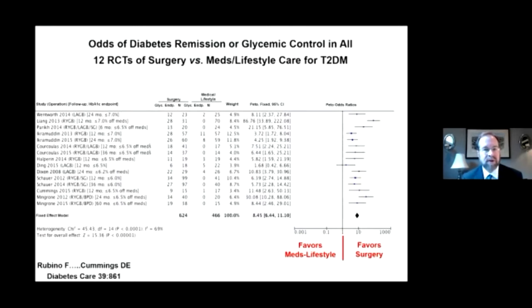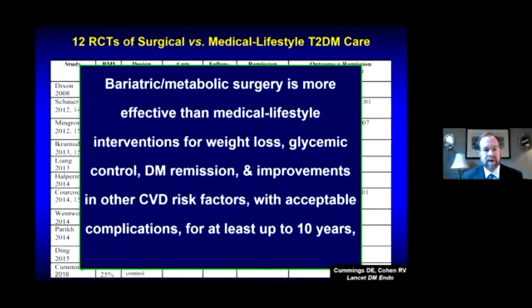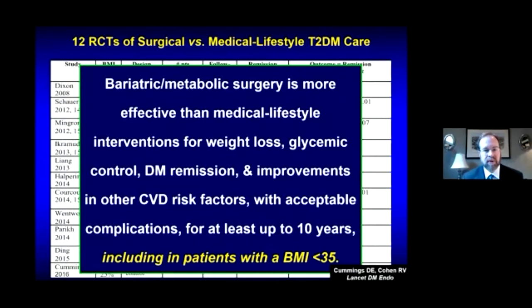There are now 12 randomized controlled trials directly pitting surgical versus non-surgical approaches to diabetes that have all shown various different metabolic operations to be superior to any known medical lifestyle intervention for glycemic control. We can now say from the rather universal findings of these 12 randomized trials that metabolic bariatric surgery is more effective than lifestyle medical intervention for weight loss, glycemic control, especially diabetes remission, and other improvements in cardiovascular risk factors, with acceptable complications for up to 10 years and with similar results above or below a BMI starting at 35.